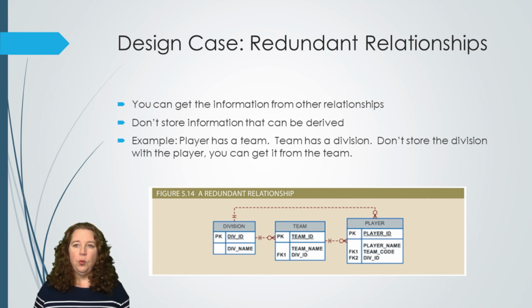You want to avoid redundant relationships because it's duplicate data. It's second ways of getting into something. And if you can derive it, you should derive it. You shouldn't be storing it unless there is a reason to store it.